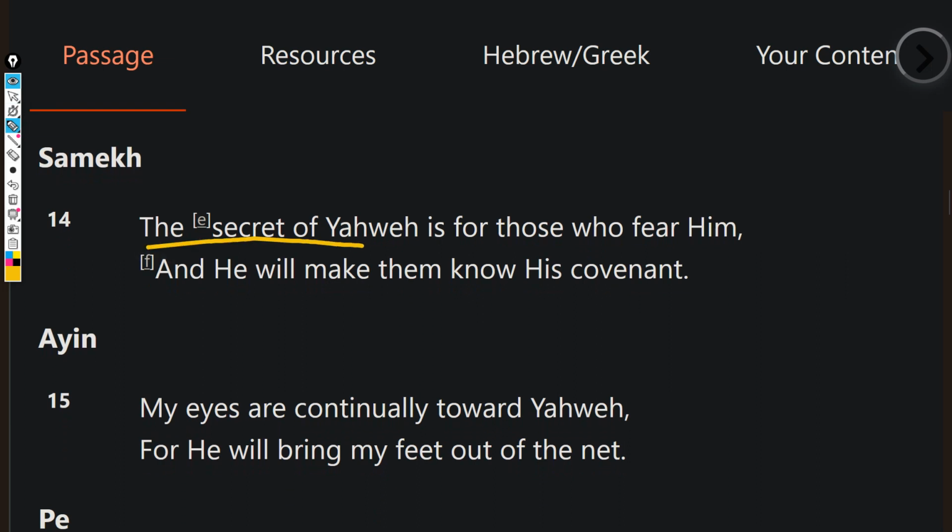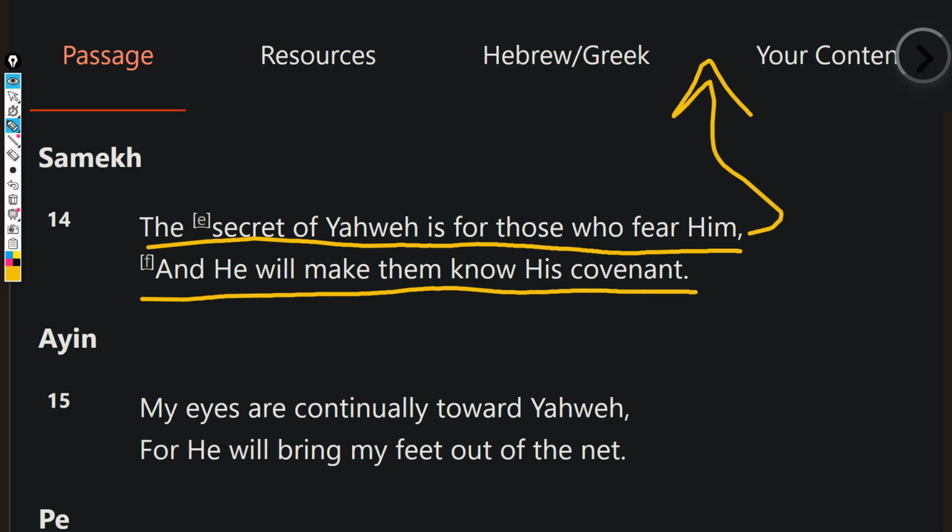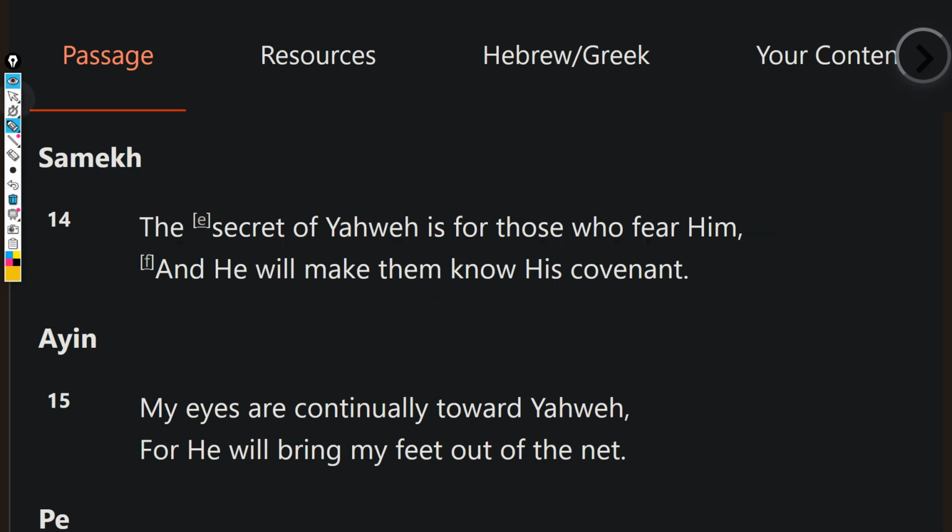Verse 14. The secret of Yahweh is for those who fear him. We've already seen this above. So repetition, it's an important thing to key in on. Fear God, and he will make them know his covenant. If you fear God, he will teach you. If you fear God, he will make you learned.